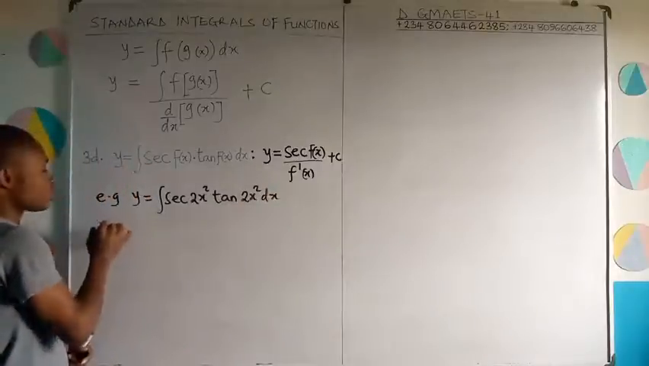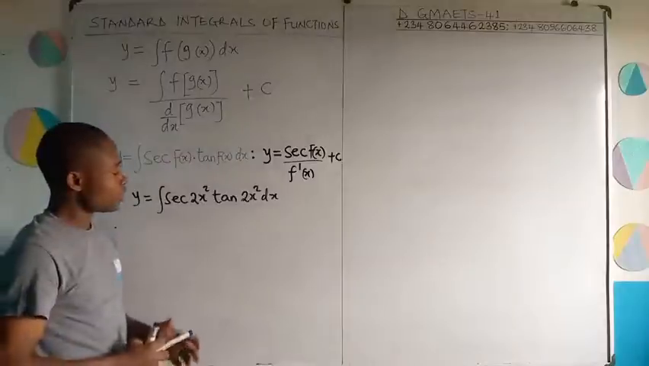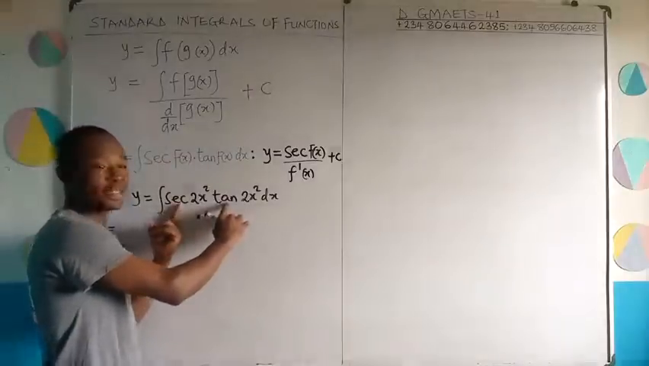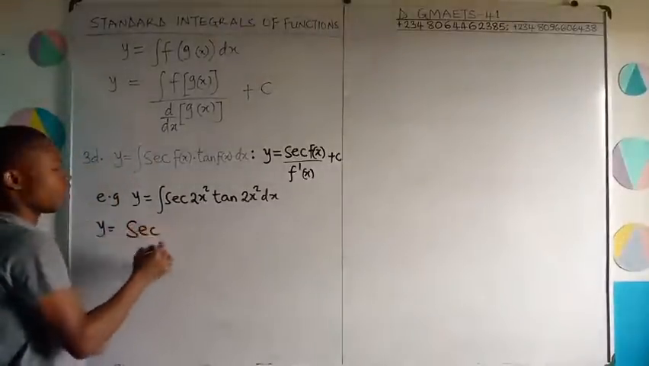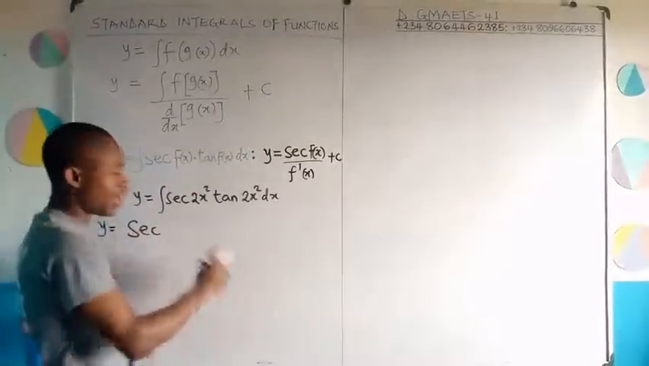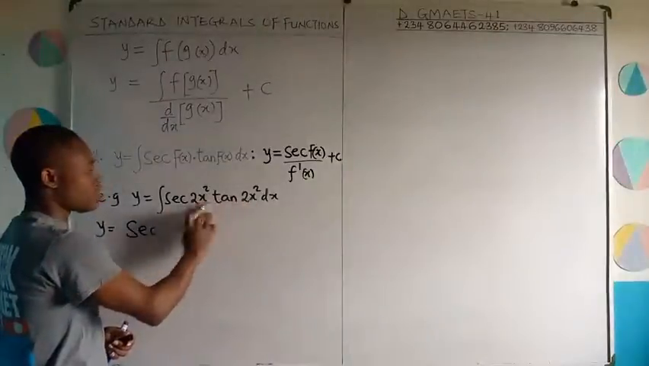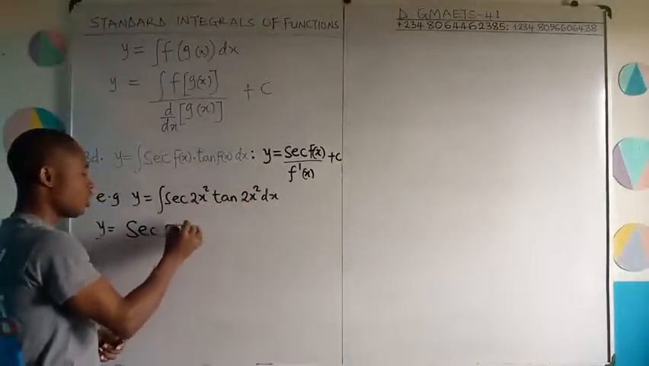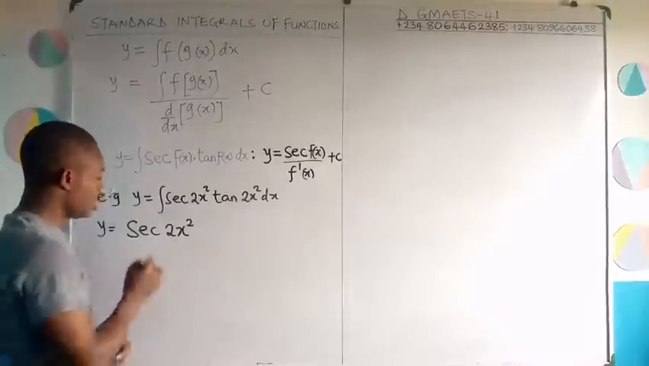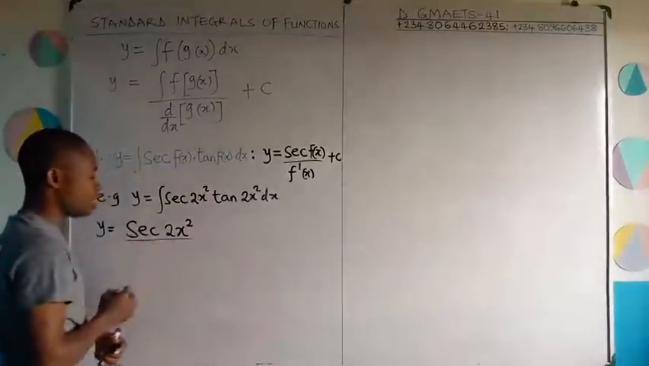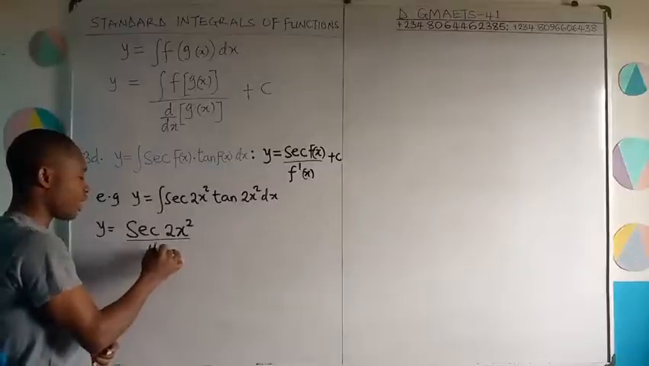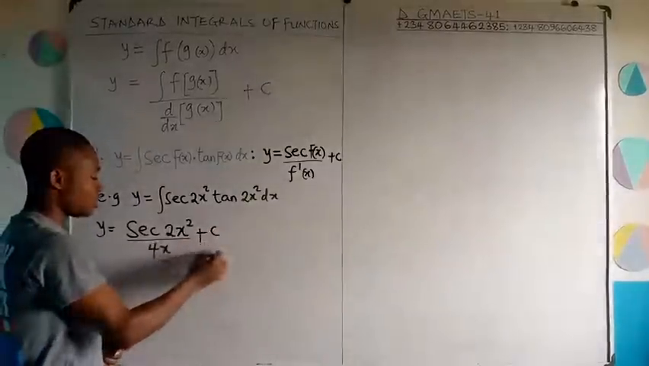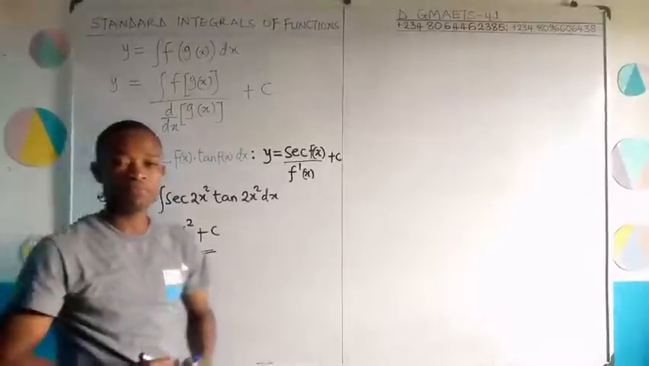And so the result is going to give us the standard integral of secant is going to produce what? Sec. So this is going to be sec of f of x, sec the minor function. And the minor function here is 2x squared. So you just write one of them, 2x squared. We're going to divide by differentiate the minor function. 2x squared, if you differentiate it, you're going to get 4x and then plus c. So this is the result.